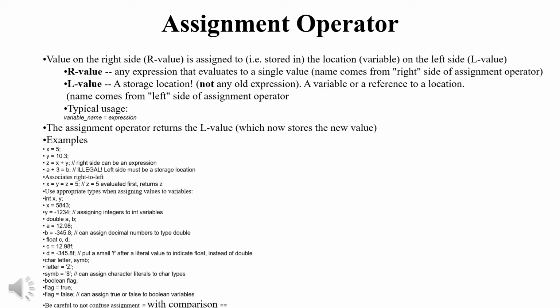But in the example line 4, we have a plus 3 equals b. So that's not an acceptable line of code because on the left side we just have to have the variable, the location that is going to store the value. So it would be more acceptable if we had a equals b plus 3. And be careful that the operator for assignment is different from the operator for comparison, so don't mix these two.